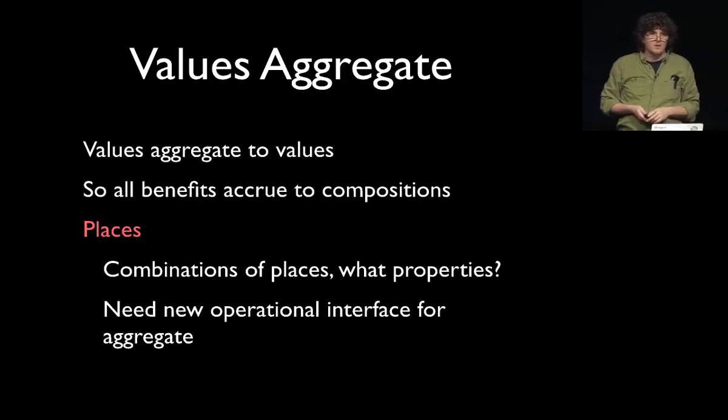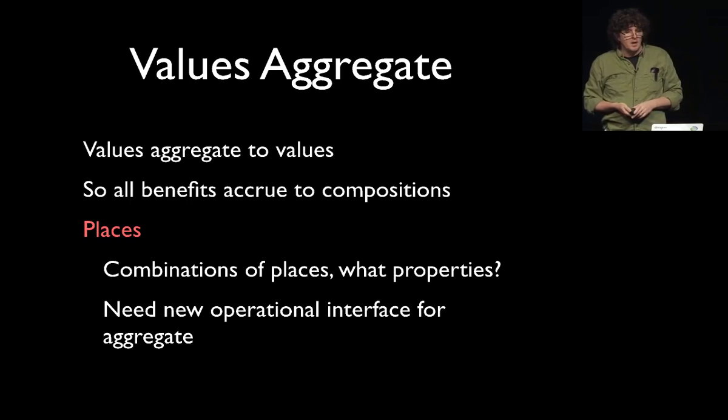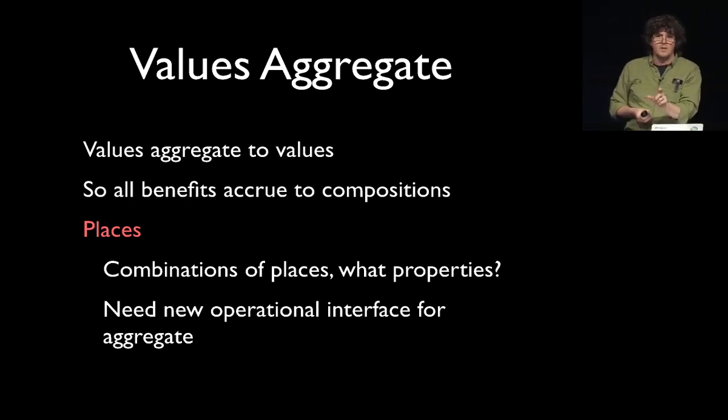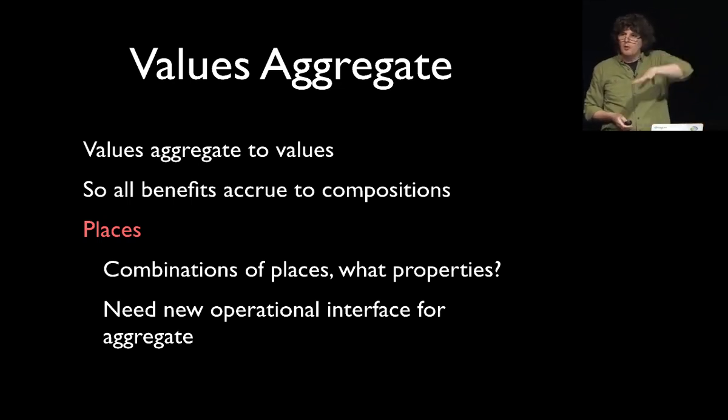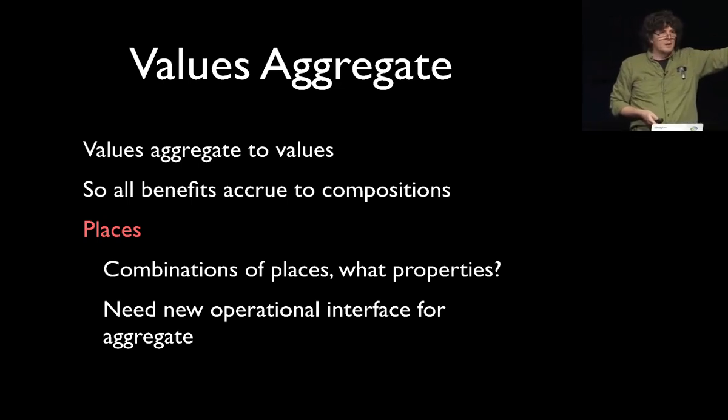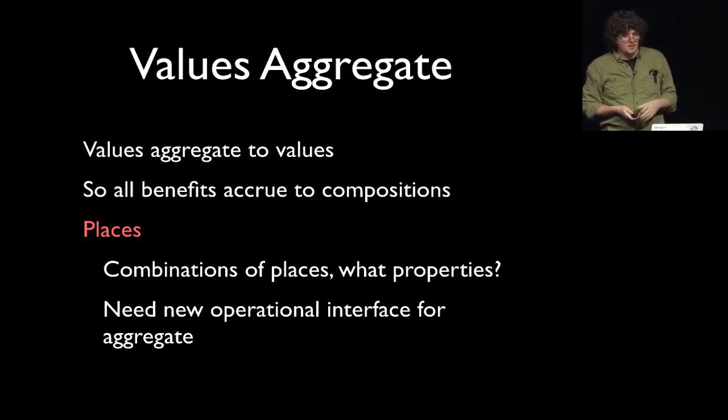Another key advantage of values is that they aggregate. In particular, values aggregate to values. Right? So if I have five values, and I put those five values in a value list, that resulting thing is a value. In particular, everything I've said about values accrues to that composite. Right? That composite thing has all the advantages of a value that all the value parts of it have. Right? It's transparent, it's transmissible, all the characteristics are great.